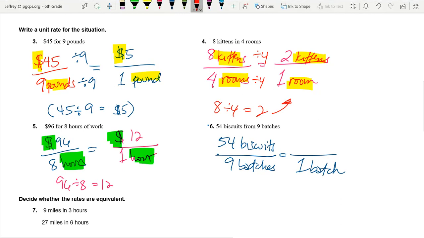We do the same thing. We're dividing by 9. So 54 biscuits divided by 9, that should give us 6 biscuits.